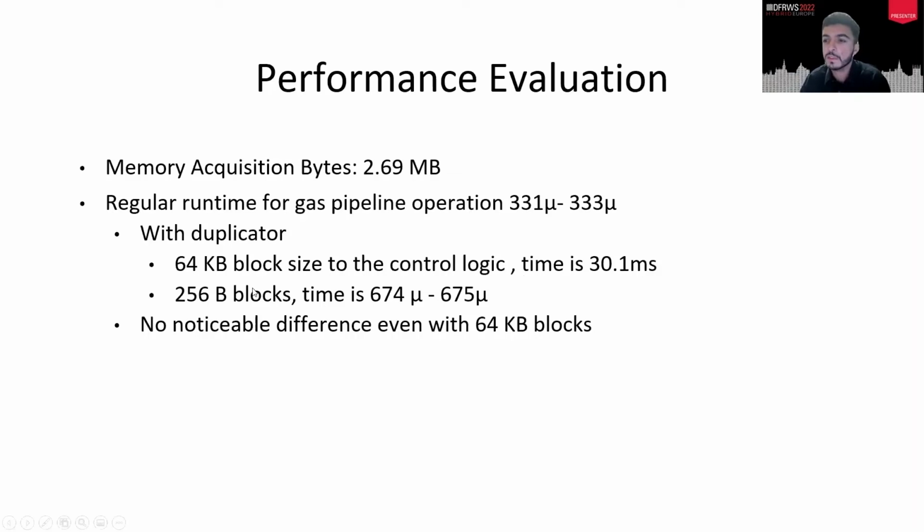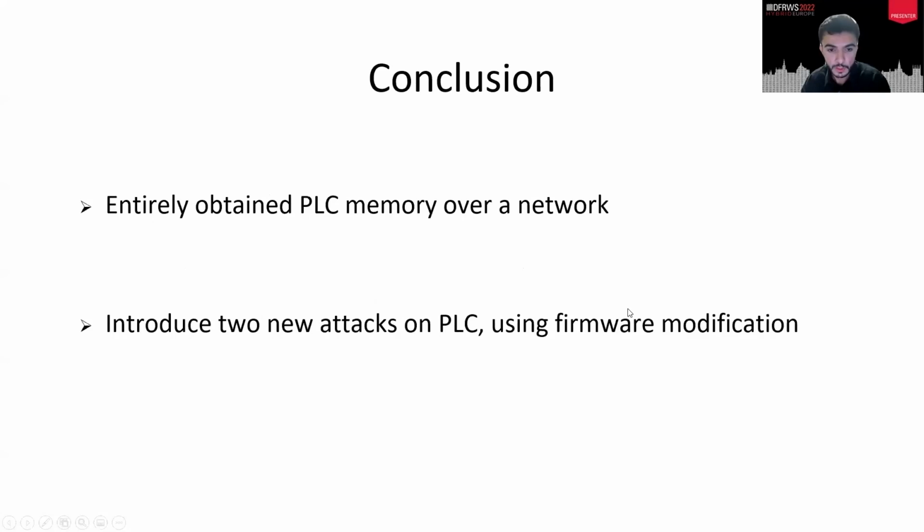But if it's a super tight scenario, we can acquire the memory blocks in smaller amounts, which brings it down to 674 microseconds, which is pretty quick. There will be no noticeable difference, even with 64 kilobytes, as I said before. So in conclusion, we were able to obtain the entire memory of the PLC over the network, which is pretty great and not great.